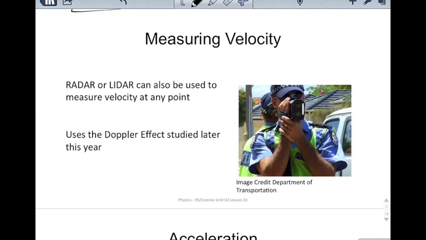So, velocity can be calculated by using distance over time, but it can also be measured with a radar or LiDAR, which uses something called the Doppler effect, which we'll cover later this year. The Doppler effect is how radar or LiDAR work, and we'll talk about that when we talk about waves.